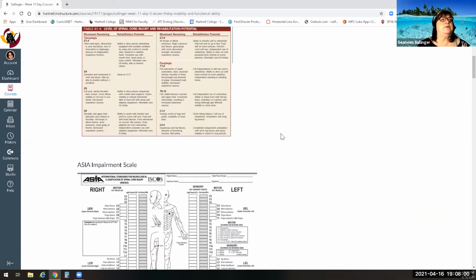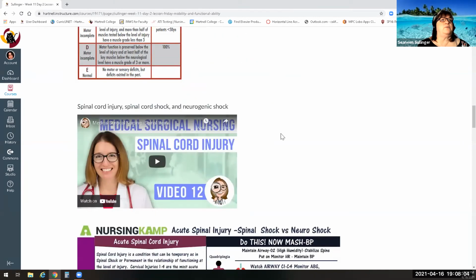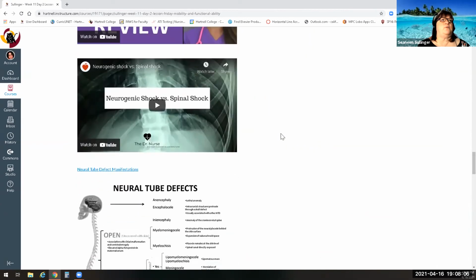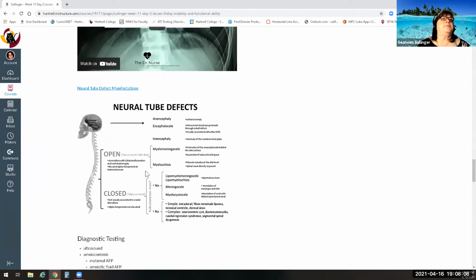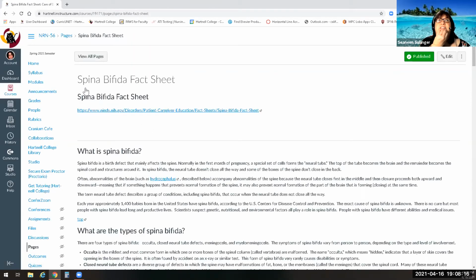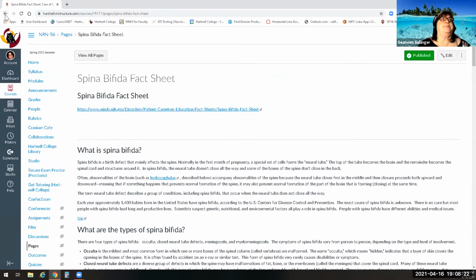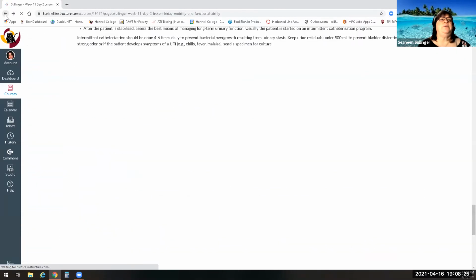So I'm going to go through and see, I think most of this is spinal cord injury. I'm just looking to see if I have anything for, here we go. So this one is neural tube defects, and this one will take you to another spina bifida fact sheet. And this is the link for that. So you can read through all of that. It gives you more extra information if you would like it.